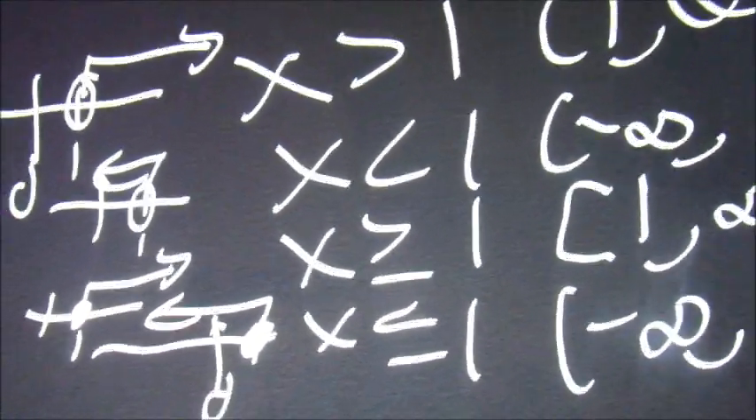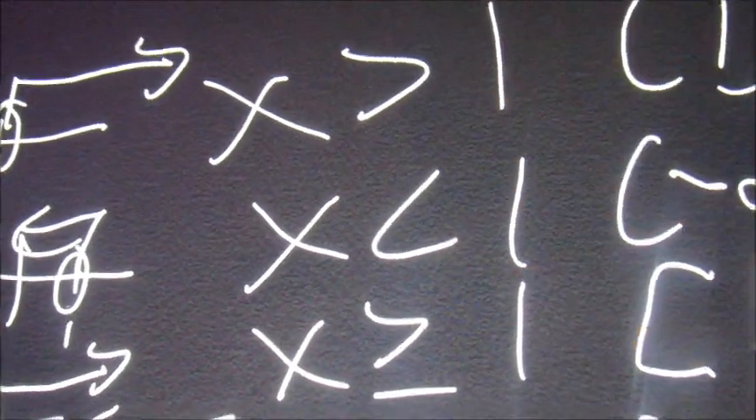So these are the main ways that you're going to see it. And it's going to ask you either to put it in interval notation, which means you're going to have to do it like this, or as an inequality, which means you'll have to do them like these.